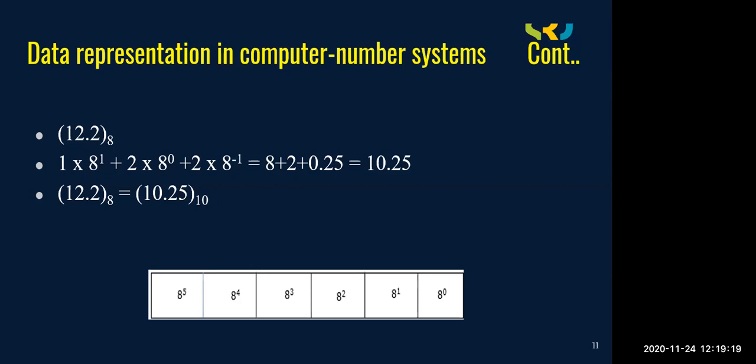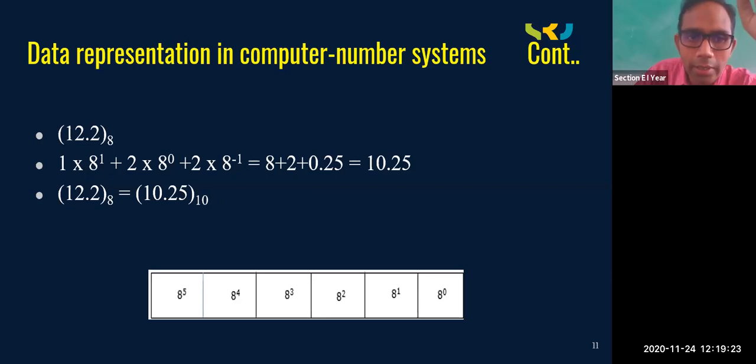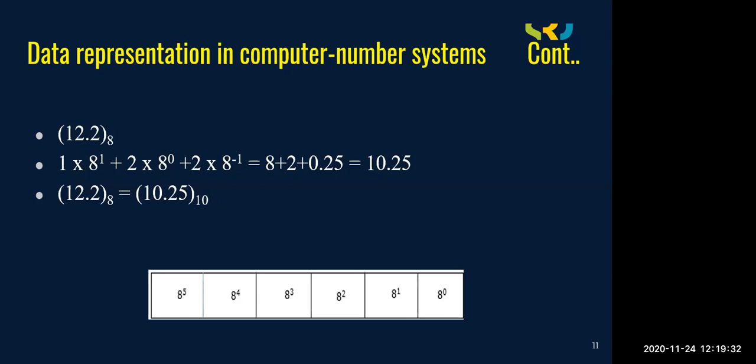So 8, what we got? 10 we got. So before the dot, we got the result as 10. Now let us take the rest of the part. 2 into 8 to the power of minus 1. Forget about 2. What is 8 to the power of minus 1?